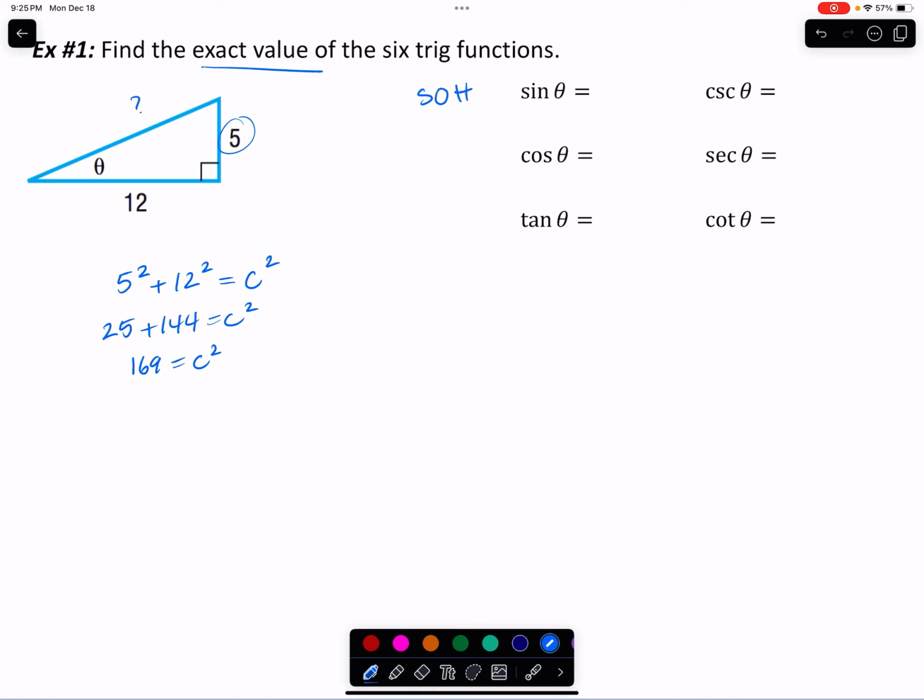Take the square root. Typically you would do plus or minus, but since we're dealing with a length, we're just going to utilize the principal root, which is the positive square root. And so we would get that the hypotenuse is 13. So the length of the hypotenuse is 13.